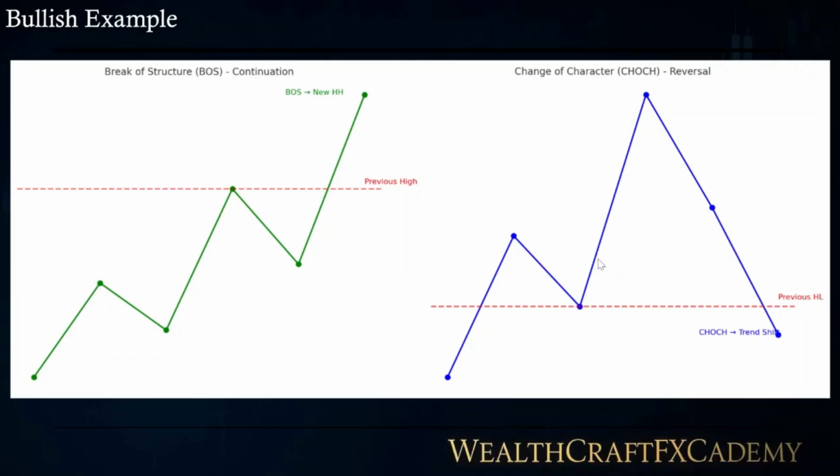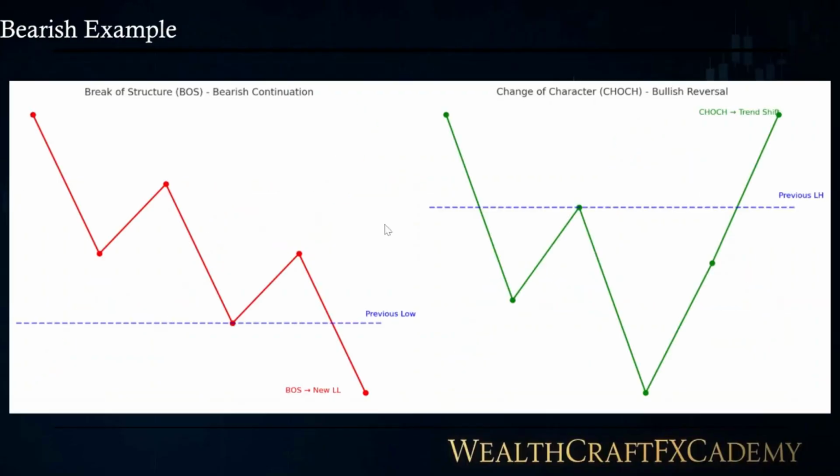Now this is a change of character, a reversal. After creating higher highs, higher lows, higher highs, the previous low, right, the higher low, got broken. So when you see something like this, it tells you that the market wants to change direction. So the difference is that here it breaks up, while there it invalidates the previous low. So when you see something like this, also know that the market wants to change direction. All right, so this is a bullish example.